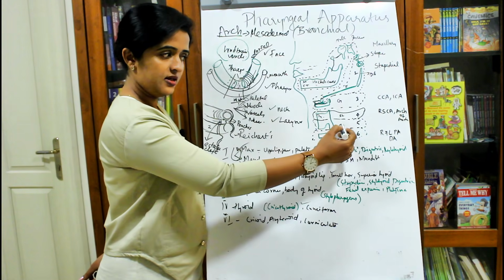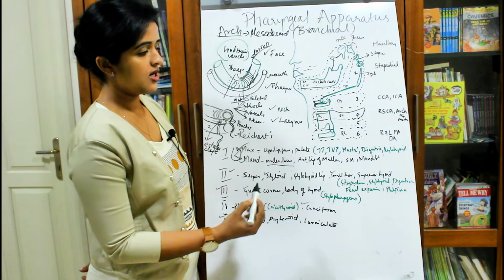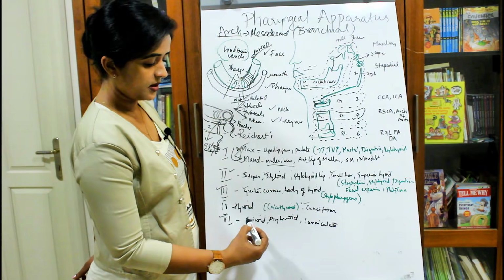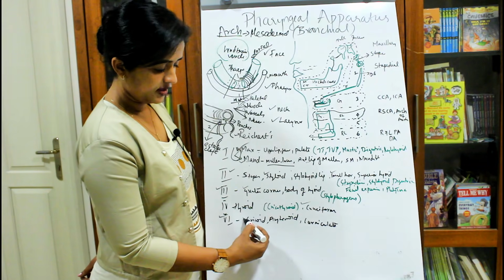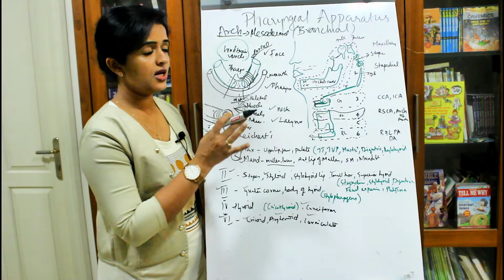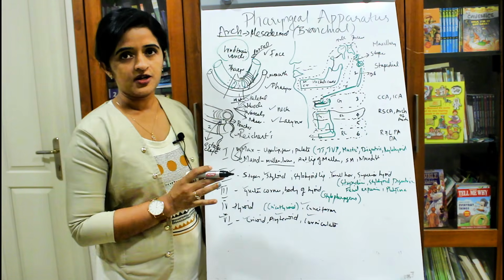Now the fifth usually degenerates, and there is no major derivative from the fifth arch, and the sixth arch will give rise to the remaining laryngeal cartilages. Which are the remaining laryngeal cartilages? They are the cricoid, the arytenoid and corniculate. So this is about the skeletal derivatives of the pharyngeal arches.